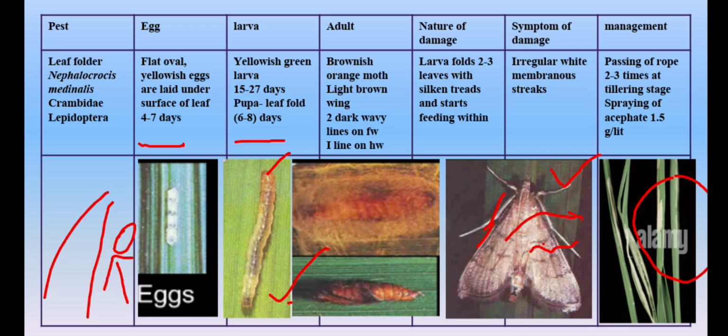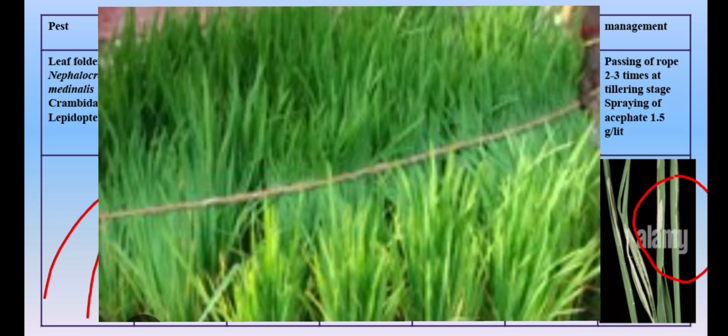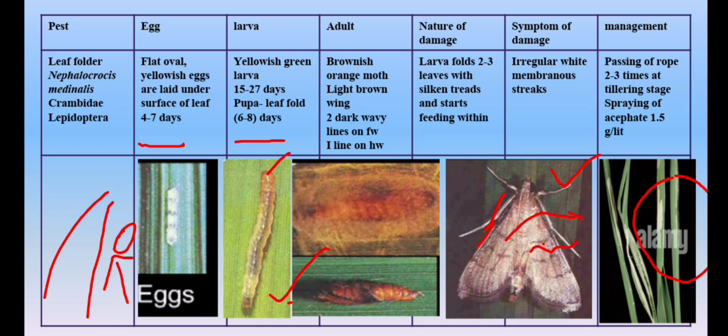Management. An important management practice for this leaf folder is passing of a rope 2 to 3 times at the tillering stage. Why? If we pass the rope, the leaf folds will open and the larva will fall into the water and it will die. That's why there is a practice of passing the rope in order to open the leaf folds. And coming to the chemical management, you can spray acephate at the rate of 1.5 grams per liter of water.